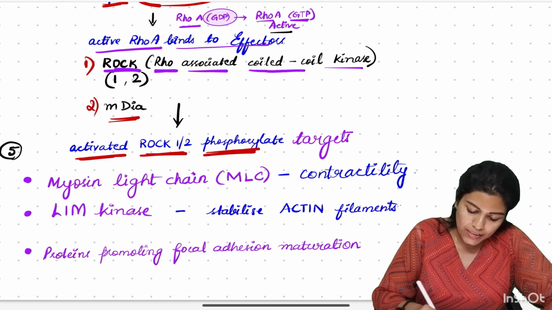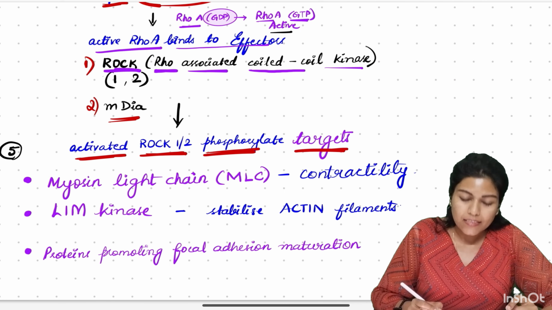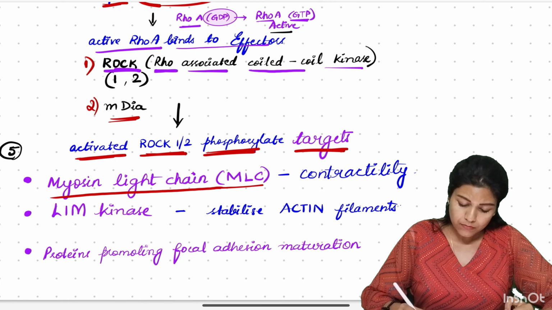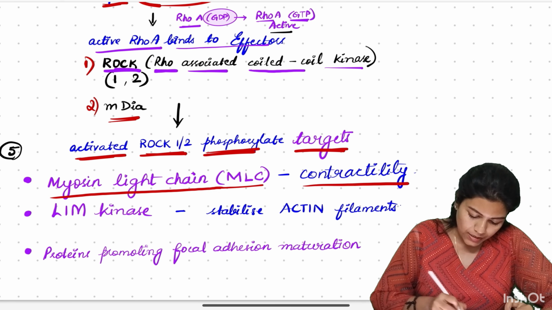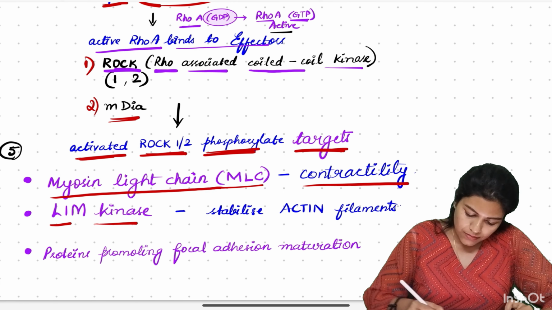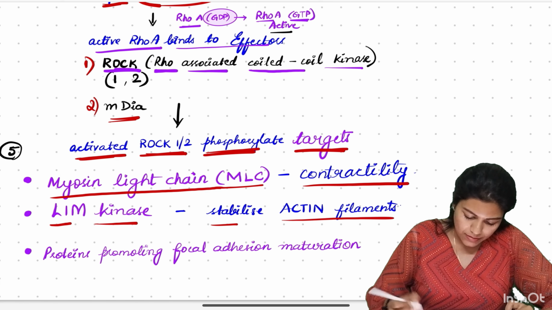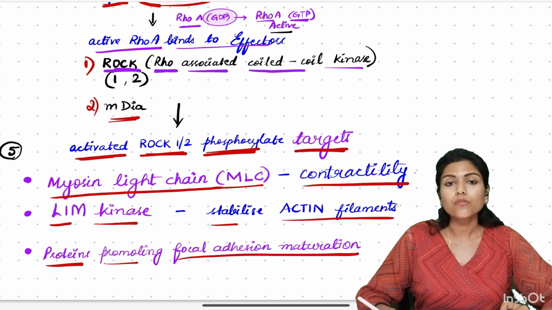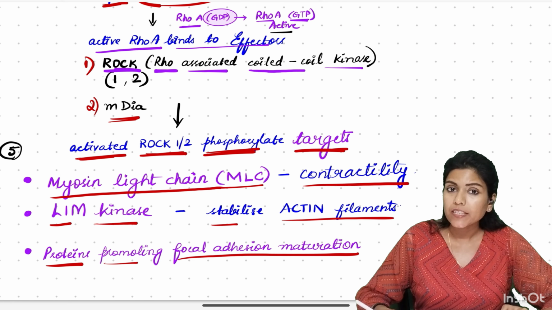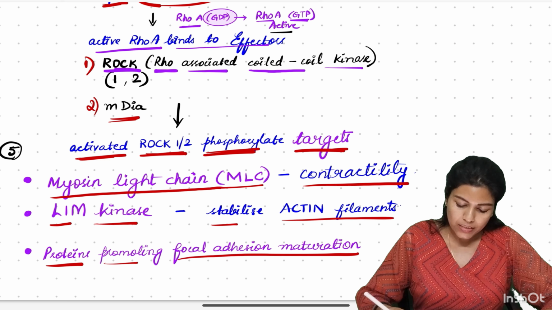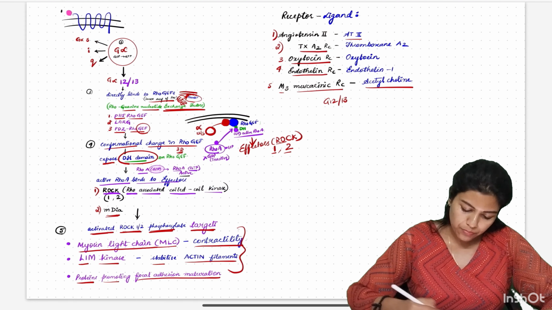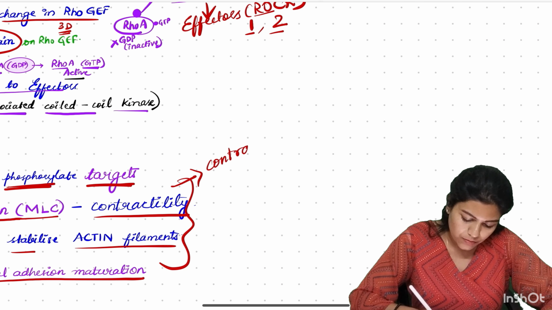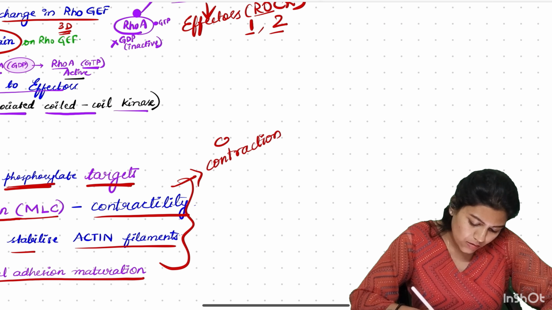It will phosphorylate the targets. The targets here are myosin light chain MLC, which causes contractility, LIM kinase, which will stabilize the actin filaments, and proteins promoting the focal adhesion maturation. These are a few targets upon which the activated ROCK will phosphorylate, producing the final effect. The final effect is contractility, contraction. It will cause cell contraction.